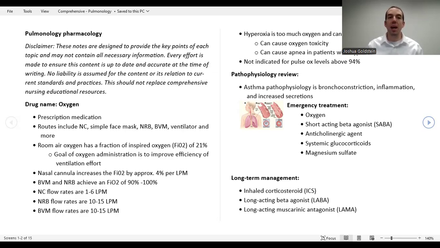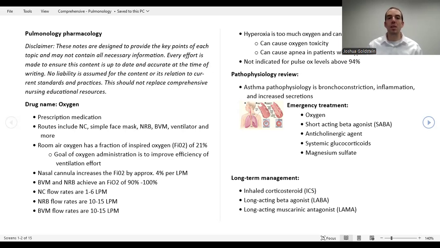It comes in multiple different routes. Now, obviously, all of these are going to be inhaled route, but multiple delivery options, which include nasal cannula, face mask, non-rebreather, etc. Room air oxygen, meaning the oxygen that's in the air in the room that I'm breathing right now, is 21%. So 21% of the air that I bring into my body is oxygen, is O2, versus the other roughly 79% is nitrogen and maybe a little bit of some other gases.